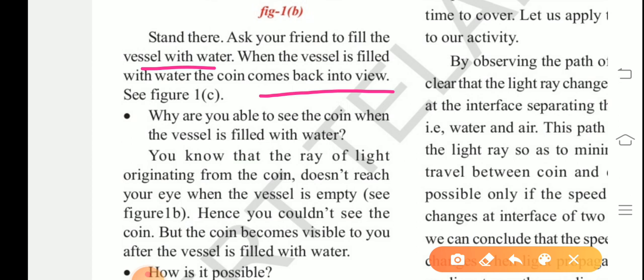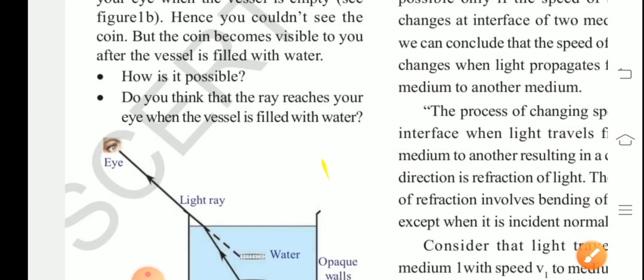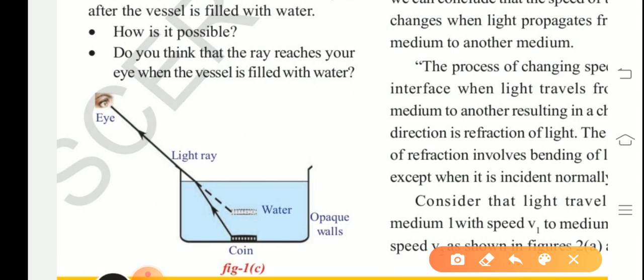So why does this happen? Why are you able to see the coin when the vessel is filled with water? You know that the ray of light originating from the coin doesn't reach your eye when the vessel is empty, right? Hence you could not see the coin, but the coin becomes visible to you after the vessel is filled with water. How is that possible? Yes, this can also be explained by refraction of light. Do you think the ray reaches your eye when the vessel is filled with water?